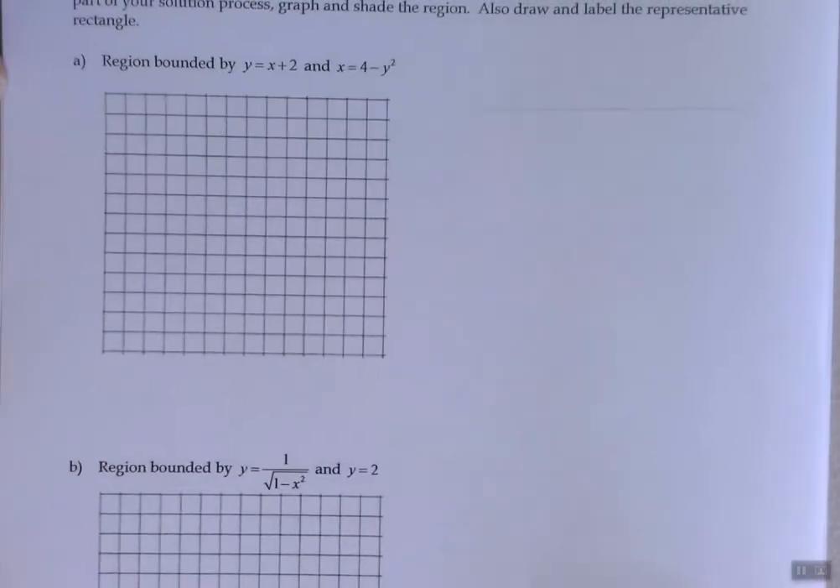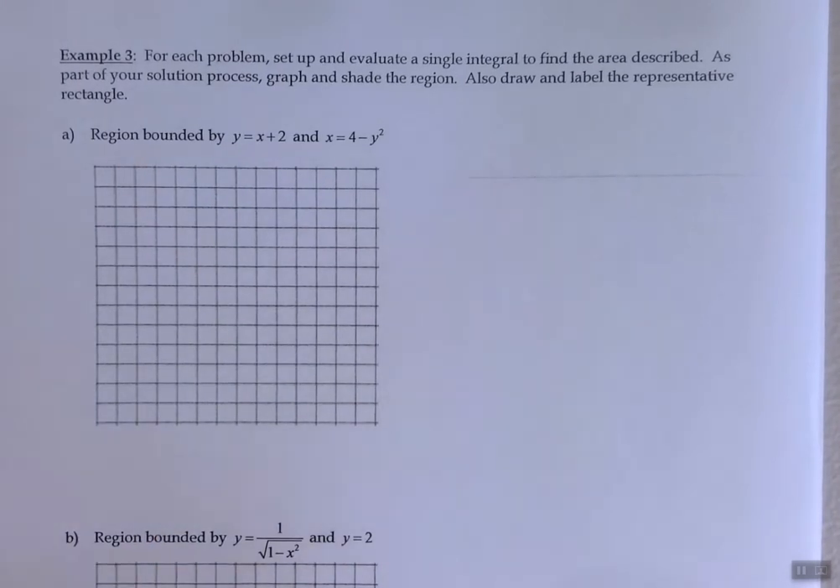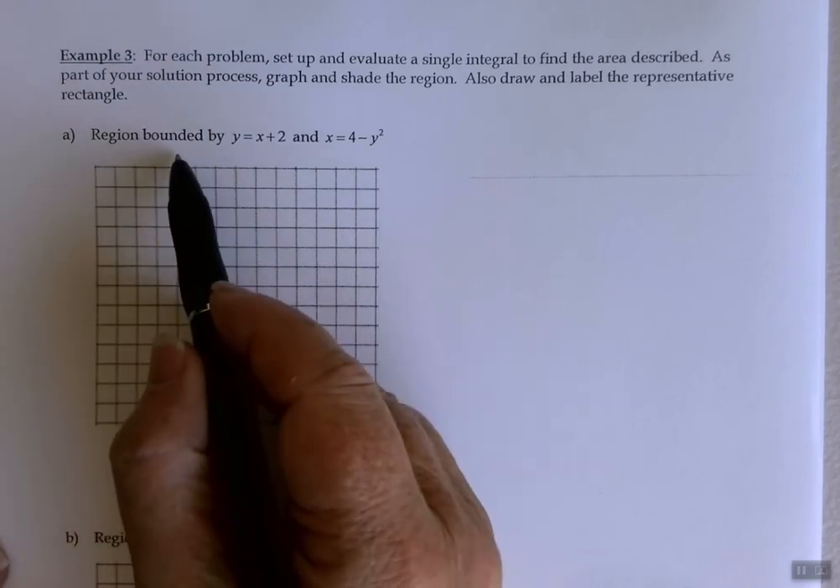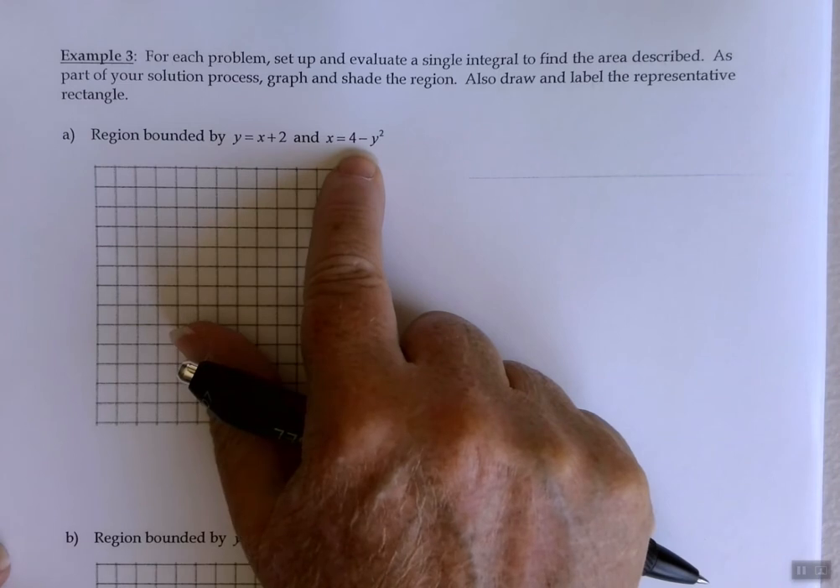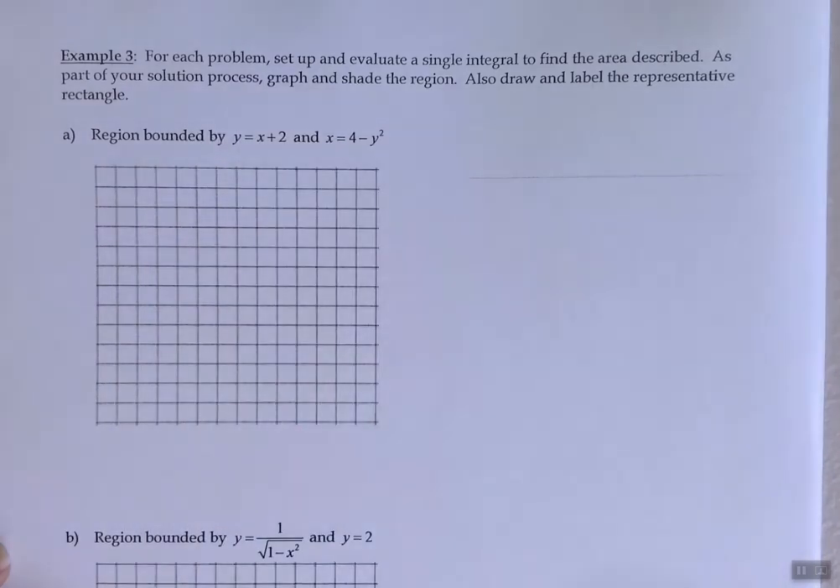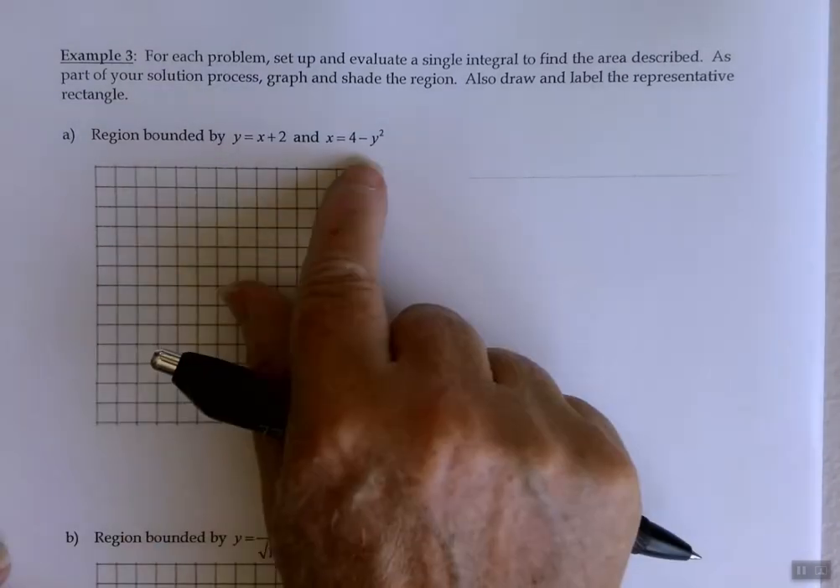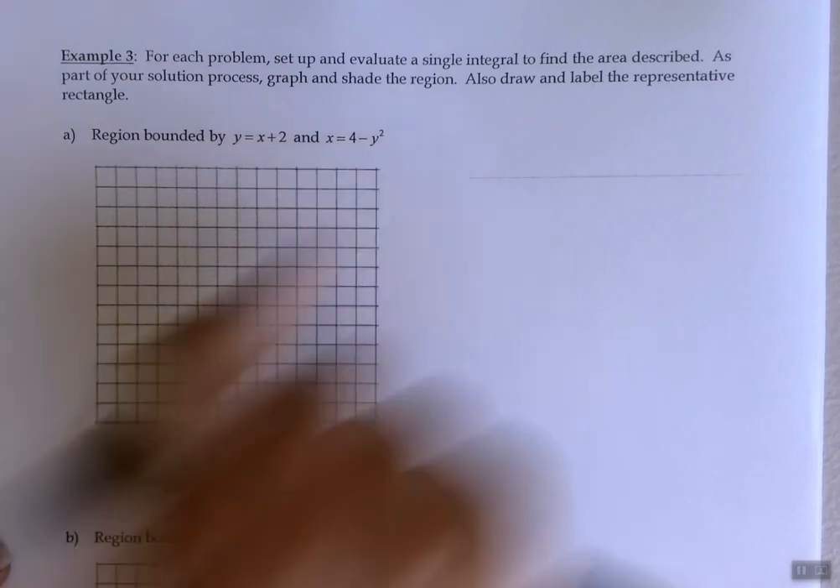All right, let's do a few more examples. In example 3, we're looking for the area of the region bounded by y equals x plus 2 and x equals 4 minus y squared. Now, if you only have access to a calculator, you can do this on a calculator by solving this for y. And I'll show you how to do that in a minute.